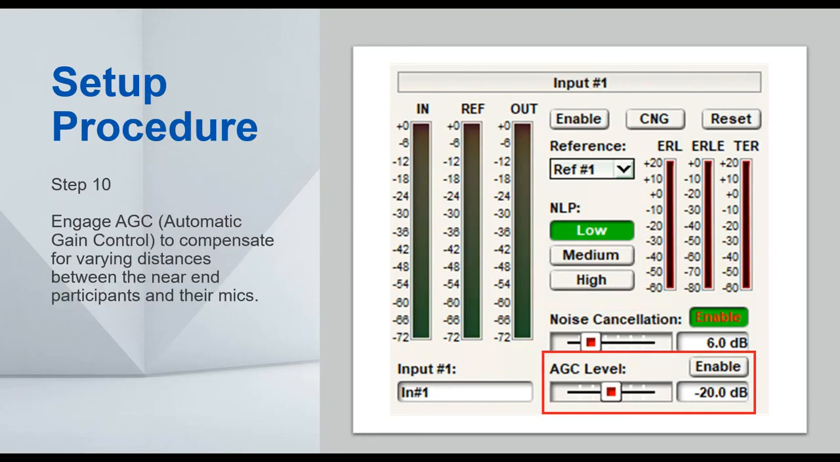And then finally, engage AGC if you need to compensate for varying distances between the near end participants and their microphones. It basically attempts to maintain a consistent level for better intelligibility.